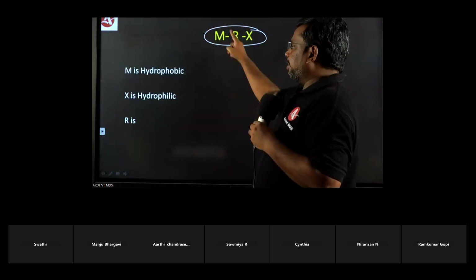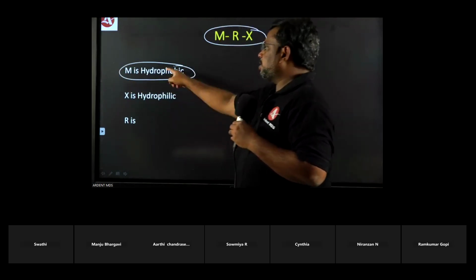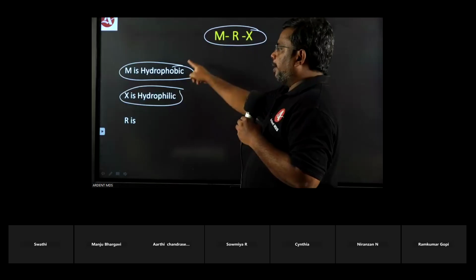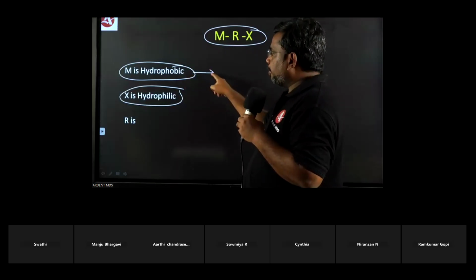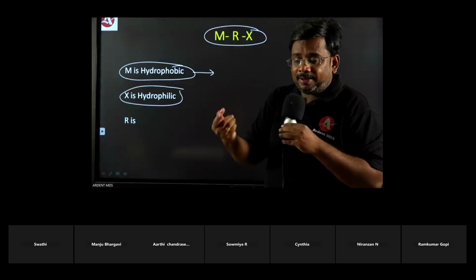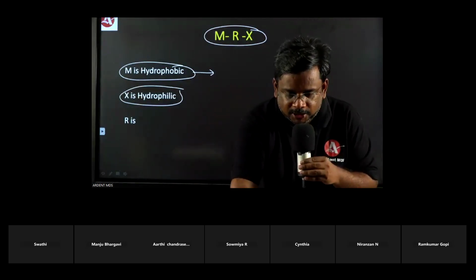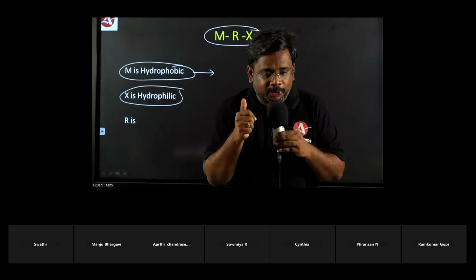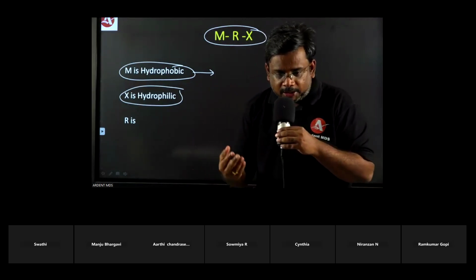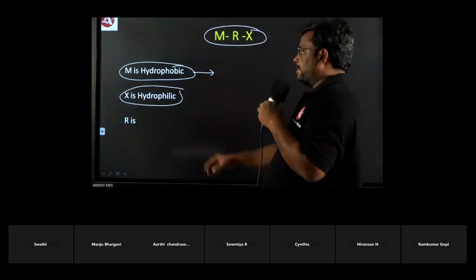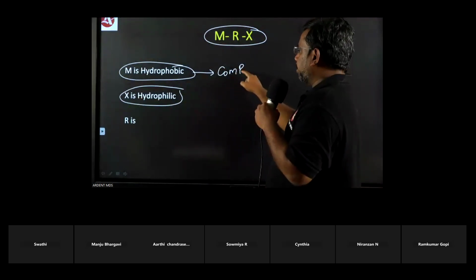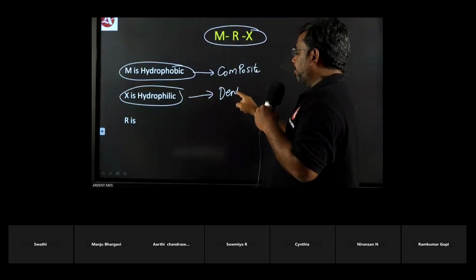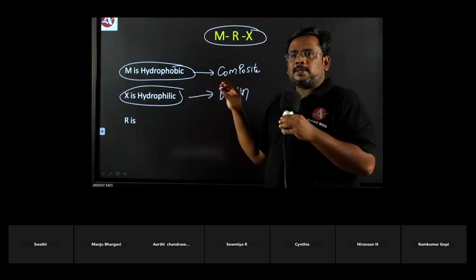In the dentin bonding agent, which part binds to the dentin? Which part binds to the composite? M is hydrophobic. You can give your answer in the chat session. M is hydrophobic, so does it bind to the composite or to the dentin, students? Yes, very good, Aarti, Aparna, Swati, Rakshana. Hydrophobic, it binds to the composite. X is hydrophilic, so it binds to the dentin. Clear? So the dentin bonding agent is simply called MRX.